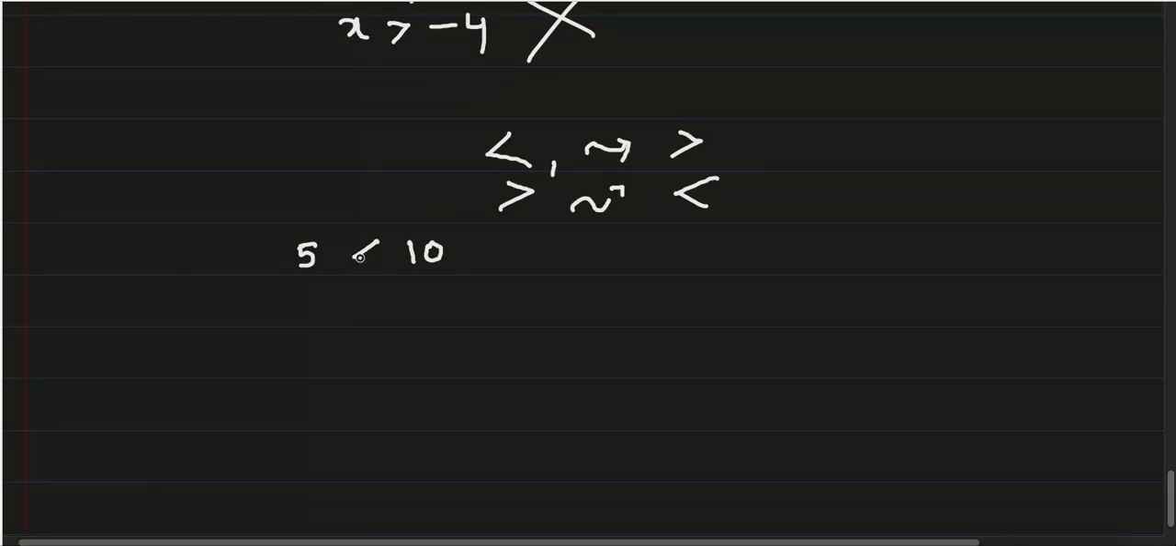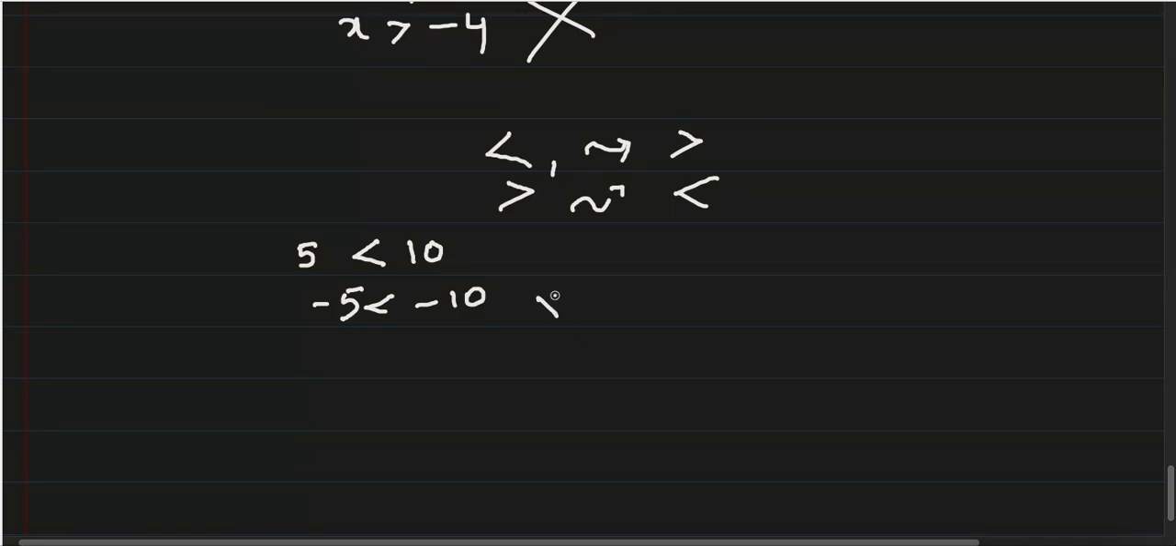Definitely you will say 5 is less than 10. If I multiply both the sides by negative sign, so negative 5 is less than negative 10. Is this correct? Is this right? No, because you all know that negative 5 is greater than negative 10, right? We have already learned that in integers.